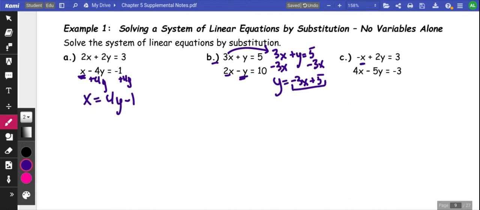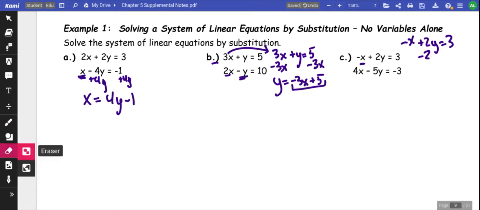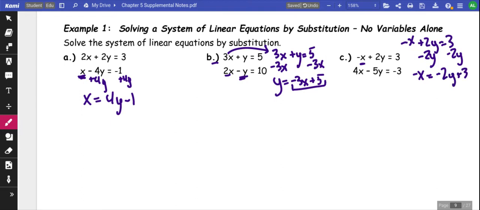C is a little bit trickier because we have this little x that doesn't have a coefficient, but it does have a negative sign. So when we do that, we have one extra step at the end where we need to go through and change the sign of everything. So I can say, okay, negative x plus 2y equal to 3. I can move that 2y, not 2x. I can move that 2y over. Okay, subtract it from both sides. I get negative x is equal to negative 2y plus 3.